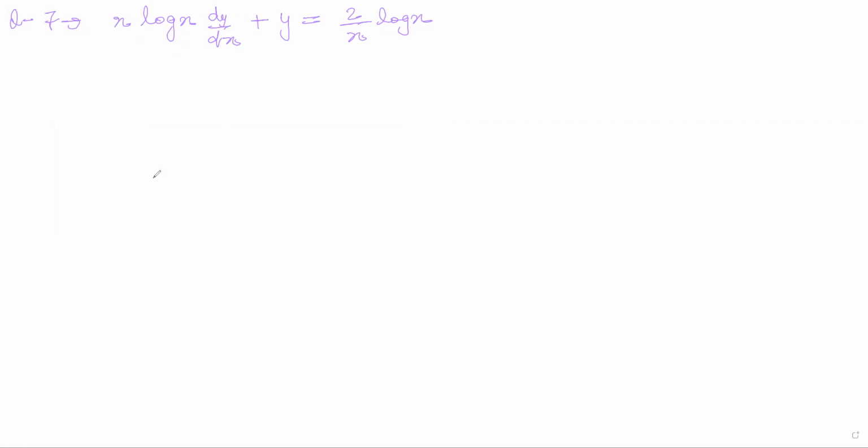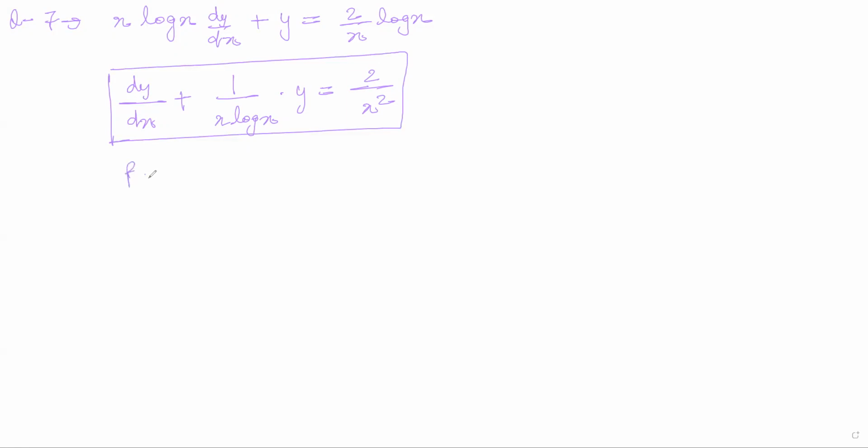So the value of P is 1 by x log x. Correct. And Q is 2 by x square. 2 by x square. Good. Very good. This is the correct form of differential equation. And in this case, P is 1 by x log x and Q is 2 by x square.